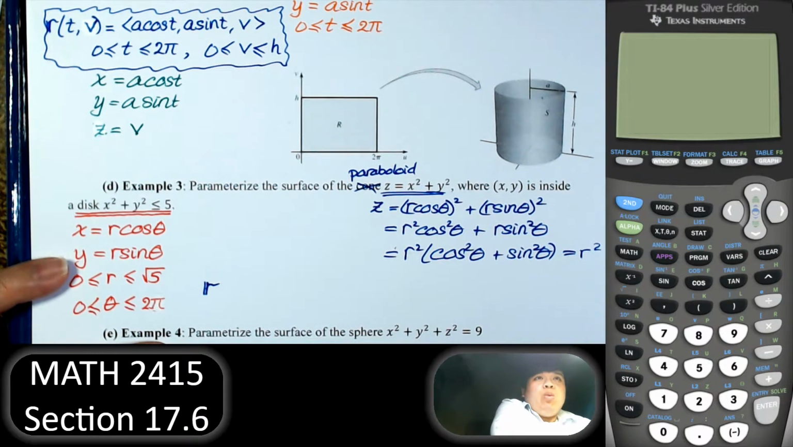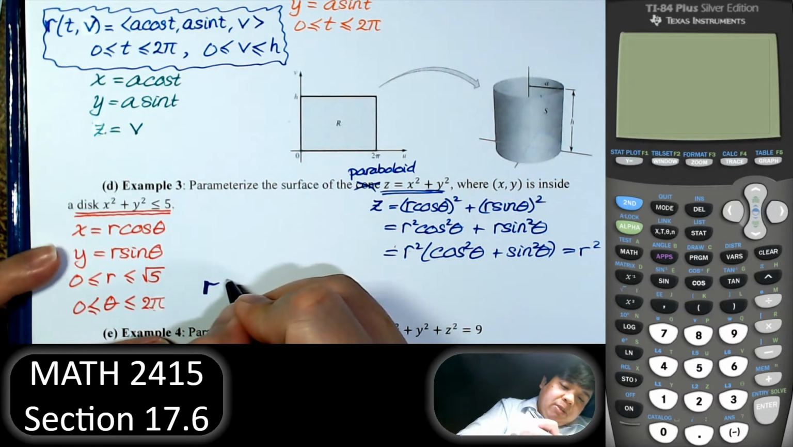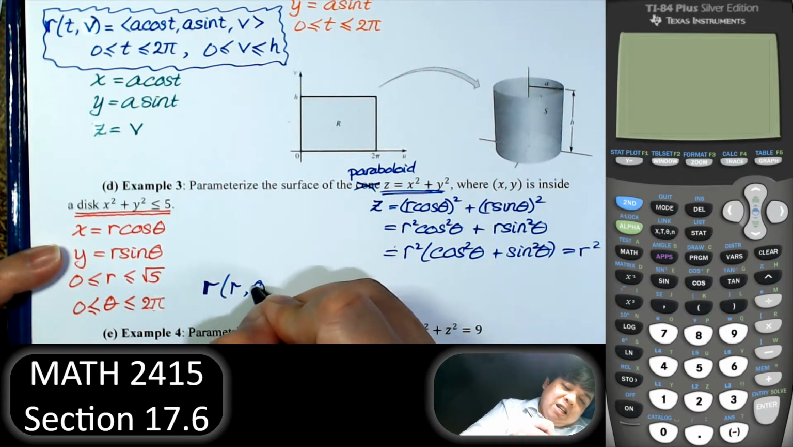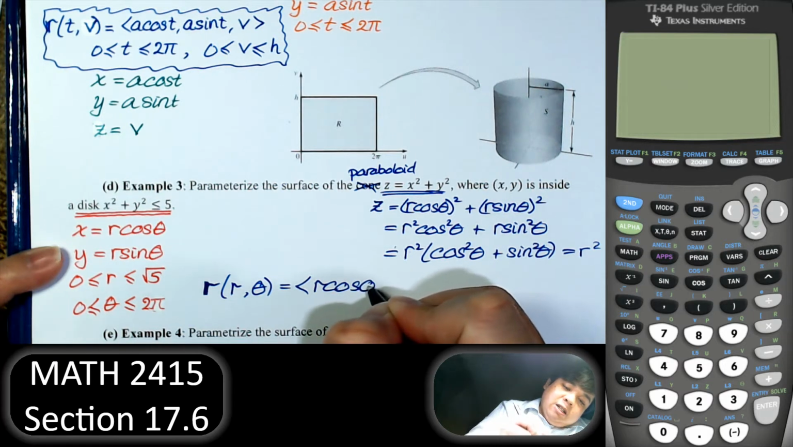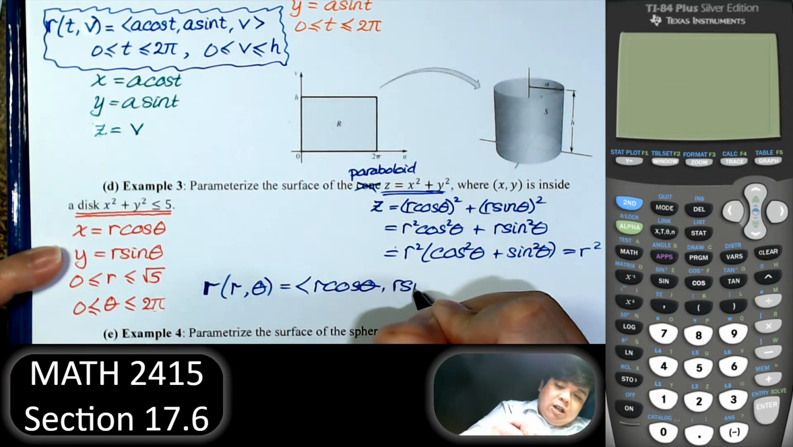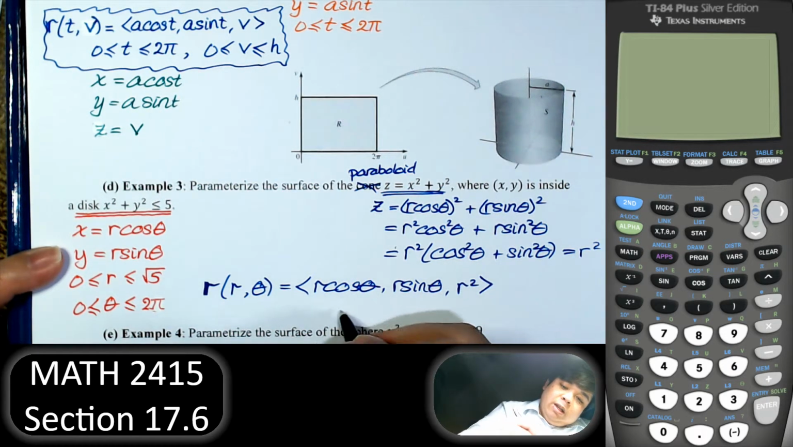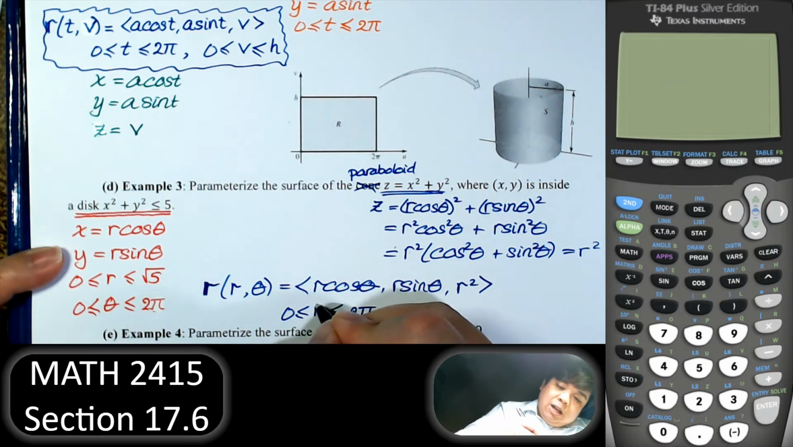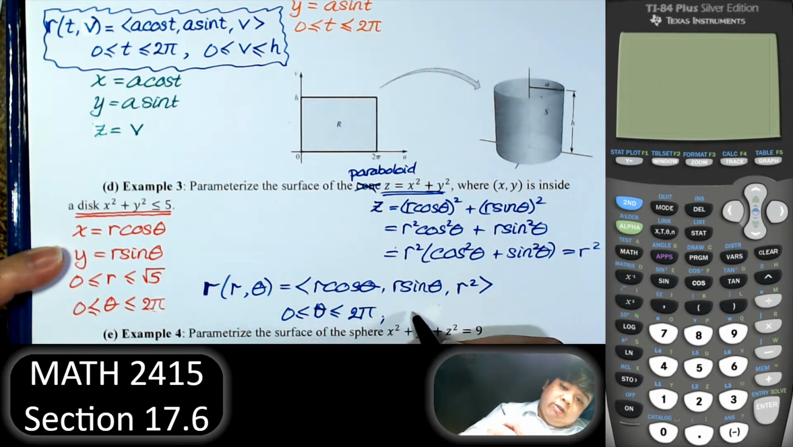If you want to use bold-face r, you might want to use something else, because I distinguish that. So we can use this regular r and theta. So we have x equal to r cosine theta, y equal to r sine theta, and z equal to r squared. Theta between 0 and 2 pi, and r between 0 and square root of 5.